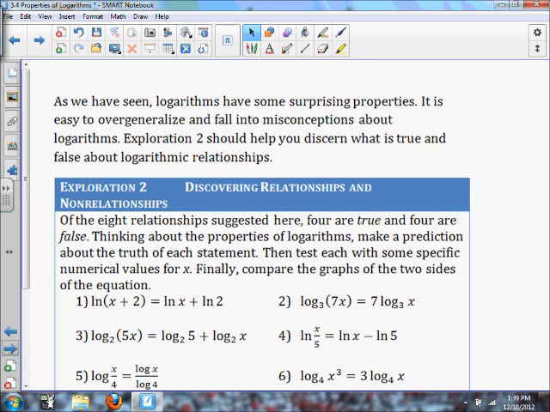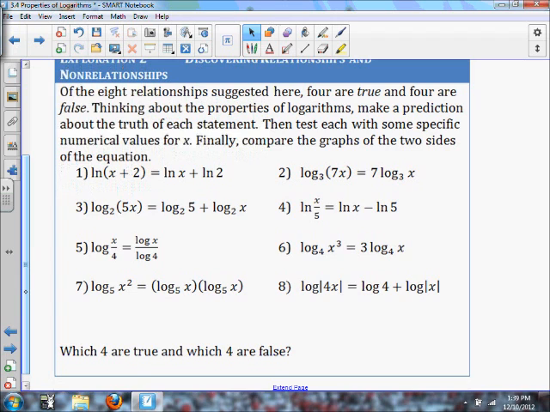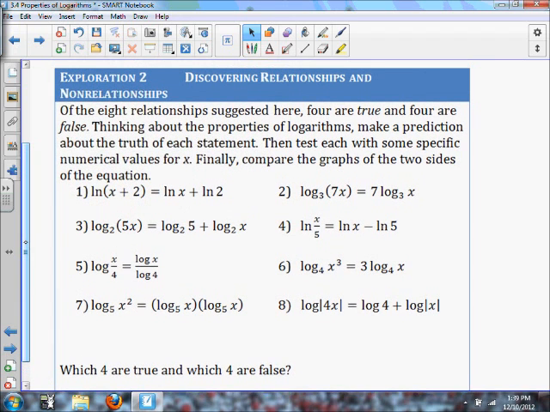Now, as we've seen, logarithms have some surprising properties. It's easy to overgeneralize and fall into misconceptions about logarithms. Exploration 2 should help you discern what is true and what is false about logarithmic relationships. Now, what I'd like you to do, I'd like you to turn off or pause the video, go through 1 through 8 of Exploration 2, and actually solve them.